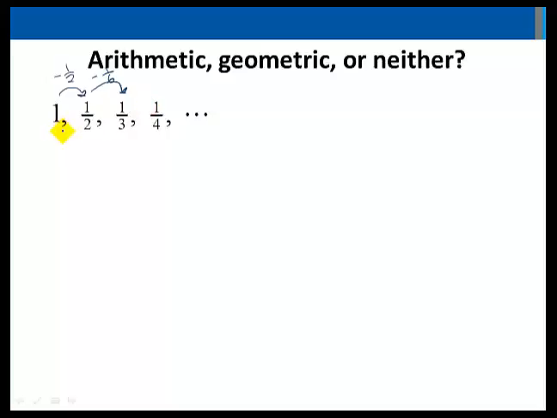What about geometric? Well, to go from 1 to 1/2, I multiply by 1/2. To go from 1/2 to 1/3, I would multiply by 2/3. So this is not geometric either, because I would need to multiply by the same number going from each term to the next. So this is neither.